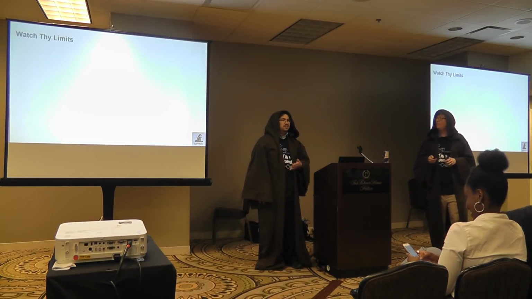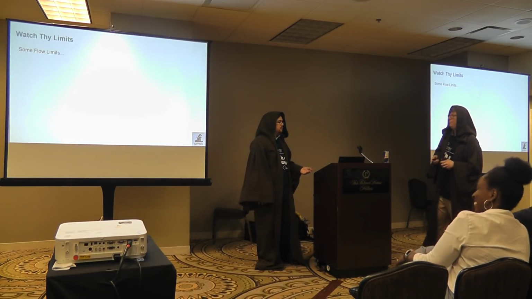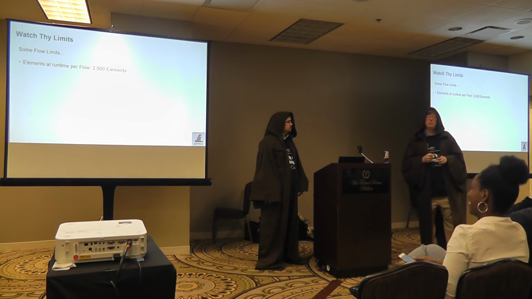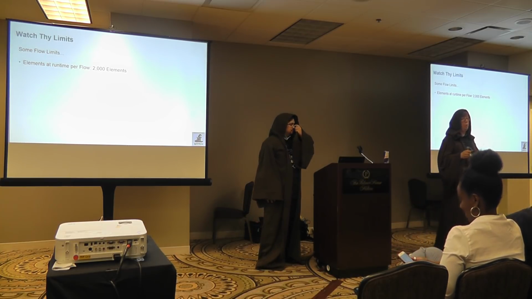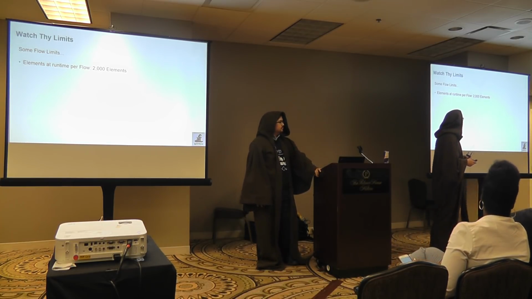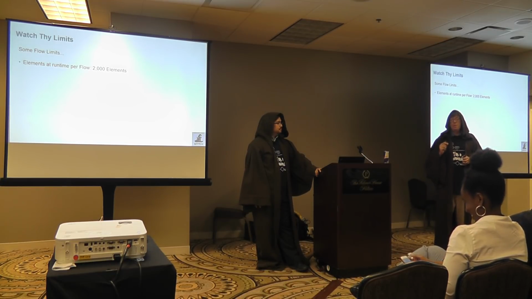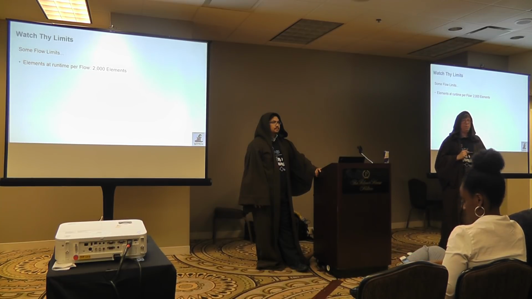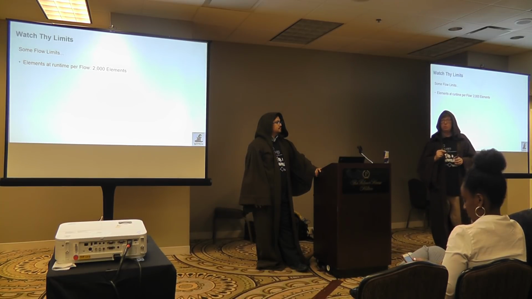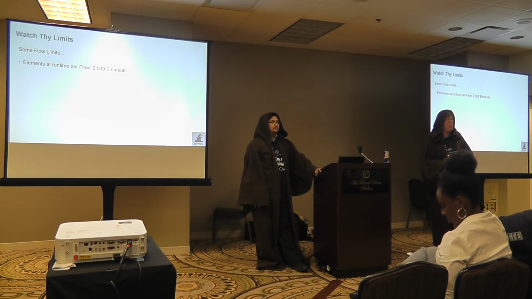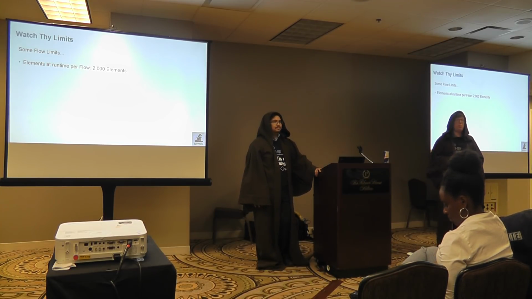So what limits are we talking about? There's tons of limits. For example, this one doesn't get talked about a lot, but it's really critical. And that is the 2,000 element limit at runtime per flow. Now, what this means, remember elements? Elements are each of the individual boxes on a flow. You can only have 2,000 of those running in a single thing. And you think, oh, well, that's fine. I'm never going to hit that, because I'm only going to be at 10 or 15. I'm going to be good.